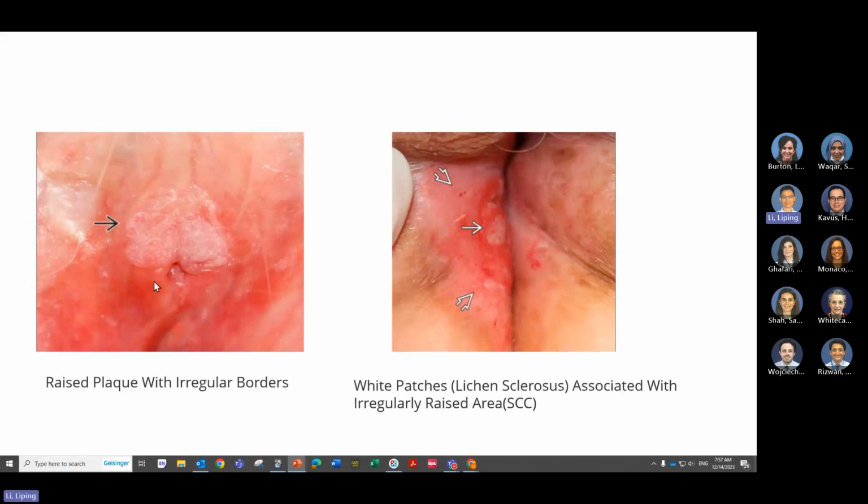In the gross picture, we can see this raised plaque with irregular border in this vulvar area. And then this lesion is usually associated with lichen sclerosis. So we can see this reddish irregular border area should be in the background of lichen sclerosis. And then this raised plaque area should be our VIN neoplasm.